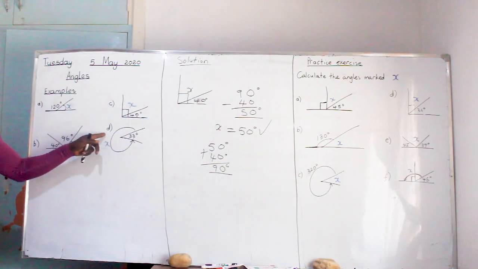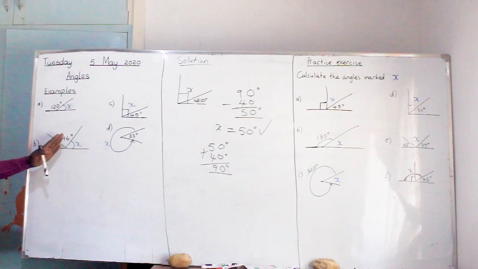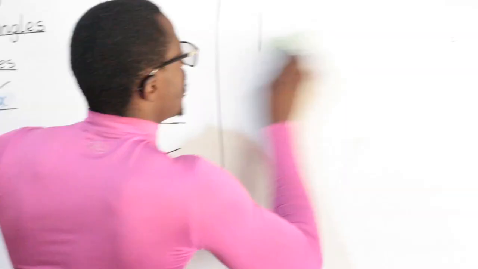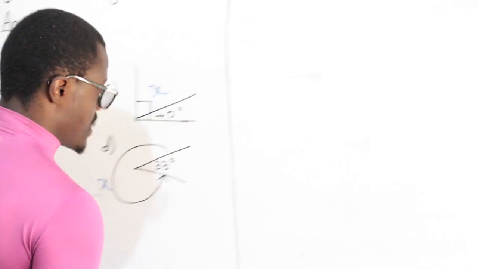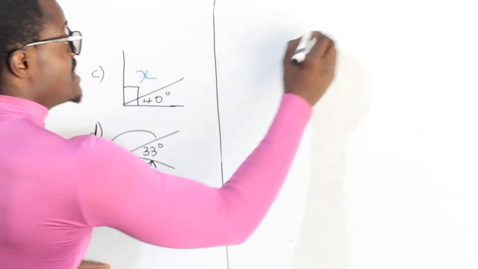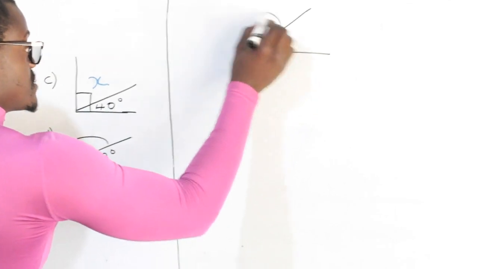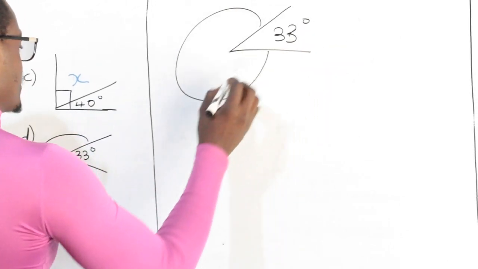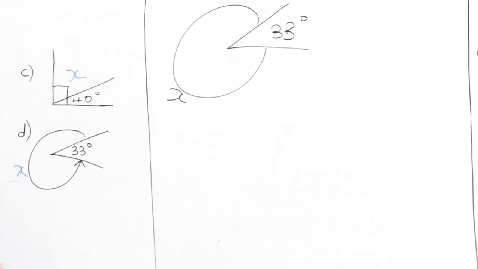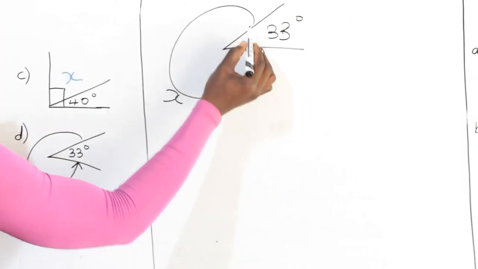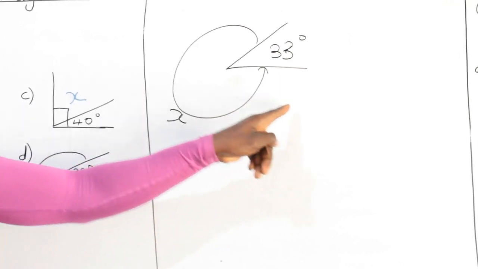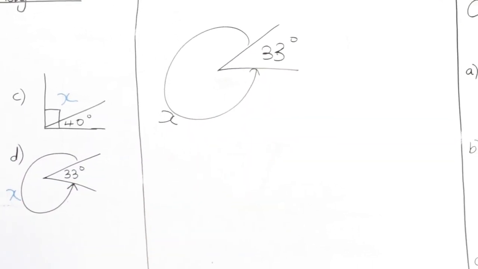Now, we are going on to the last but not least example, which is different from the other angles. Right, let me erase here so that I'll help you calculate the angle there. It's been drawn like that. And there is 33 degrees. And this is the angle now. The angle that we are supposed to look for is the outside angle. Remember, we said this outside angle is known as a reflex angle. How are we going to find it?